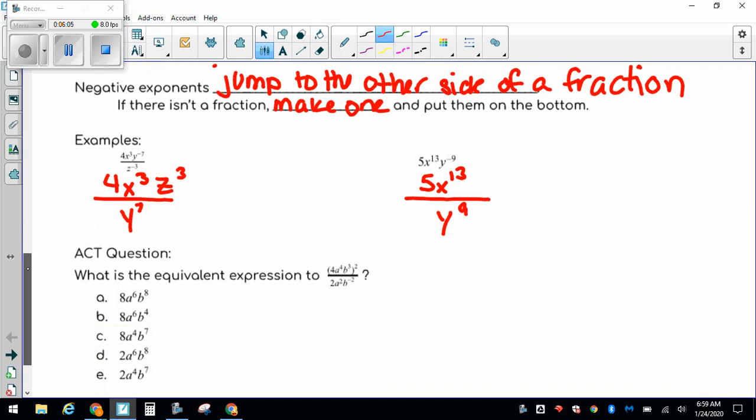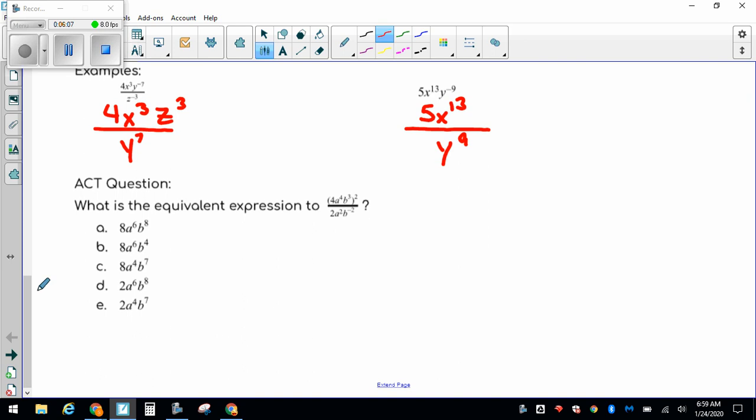Down here, I have an ACT question, and it ties everything together. What is the equivalent expression to 4a to the 4, b to the third, all squared, over 2a squared, b to the negative 2? So let's start with this parentheses. We're going to square everything on the top. So 4 squared is going to give us 16. A to the fourth twice gives us a to the 8th. B to the third twice gives us b to the 6th. And I'm just going to go ahead and put the rest of it down here. I haven't messed with it.